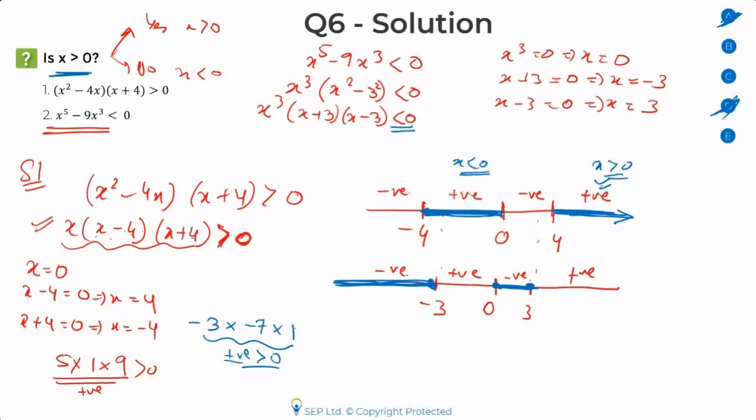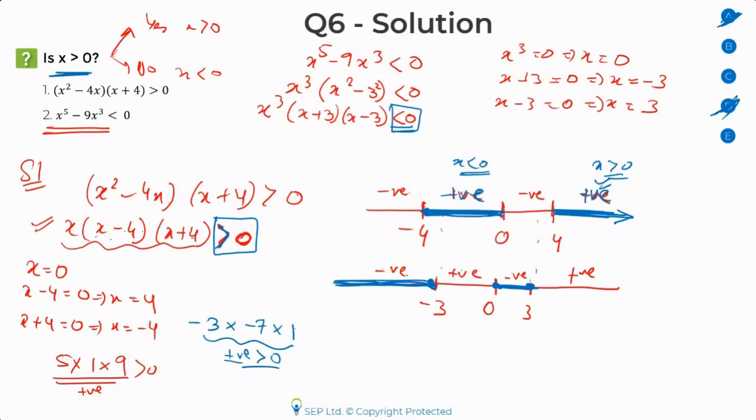Neelam is asking, why have you taken the space between 0 and 3 and the right hand side? Okay, so there are two queries. Let me clear them so that you understand. When we make the positive, negative signs on the number line, which region to choose, the positive region or the negative region, is decided by the inequality sign. If the inequality sign says greater than 0, then we choose the region where we have written positive.